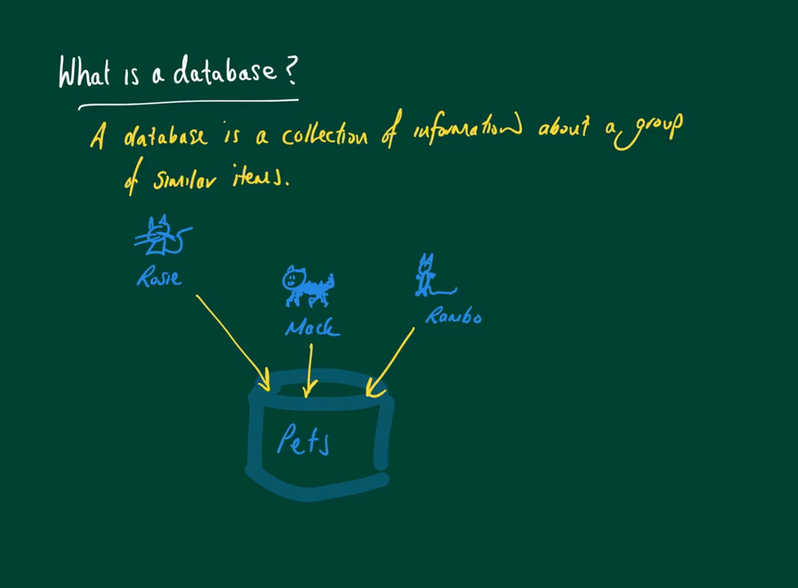And let's take this a little bit further for a second. What if we had information about the age of each of these pets? All that could be stored in our pets database. Same with information about the type of pet each one of these items are. And if we stored information about the type of food that each of these pets liked, we're starting to build up quite a comprehensive database.